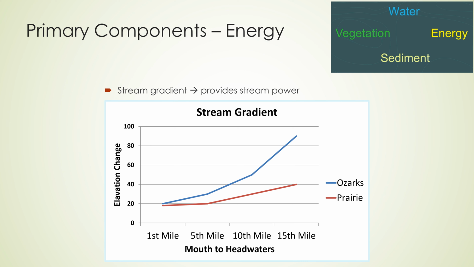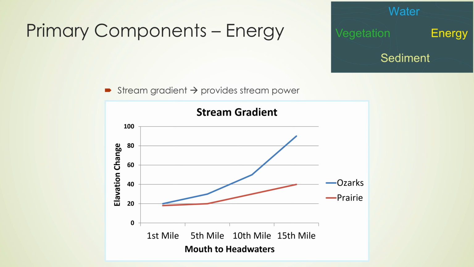The second component is energy, which comes from the stream's slope or gradient. This is a plot of the slope or gradient of a stream with the distance on the x-axis in miles from the mouth to the headwaters and the elevation on the y-axis in feet.